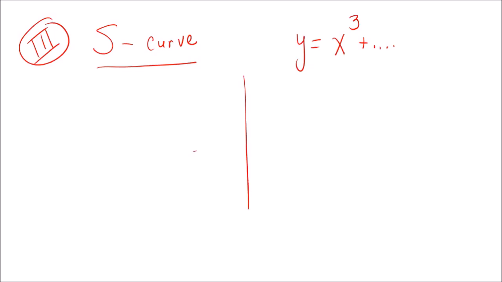The S-curve looks like this. It's as if it's a parabola on one side, but then it takes a twist or a curve in the middle and it continues down. Similar to what we see on a country road where there may be a twist or a curve in the road. This graph is an S-curve.